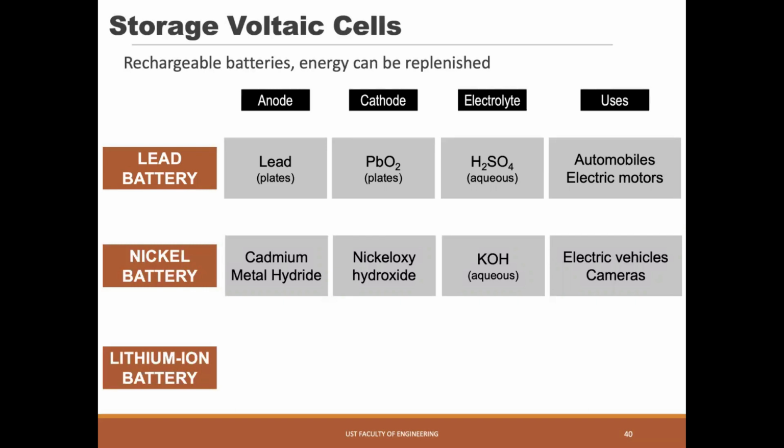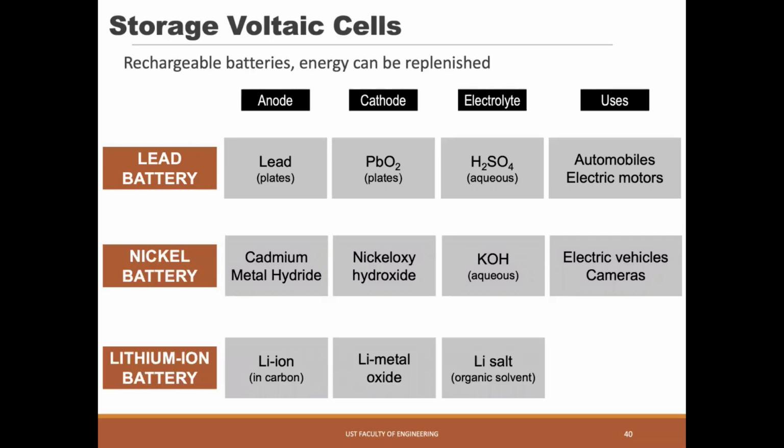And probably the one that we most interact with among these types of batteries is the lithium-ion battery. So we have lithium in all sorts of its forms as its anode, cathode, and electrolyte. And a lithium-ion battery is the one that we use in our mobile devices, such as our laptops, cell phones, and power banks, that we interact with every day.